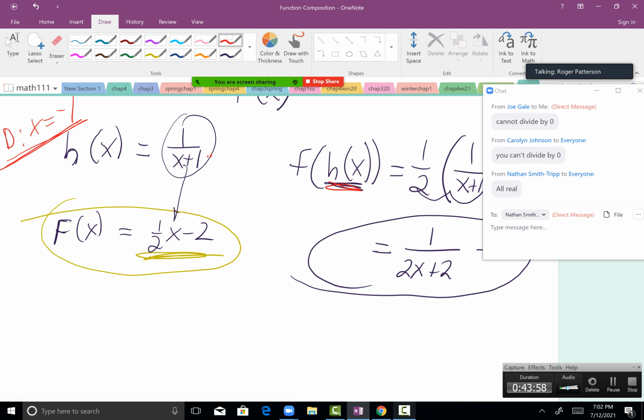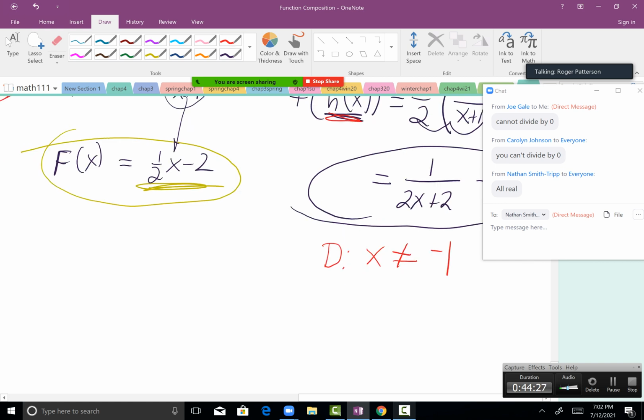So what does that mean? That means that my domain down here is going to be x cannot be -1. Because if it is, then I got a problem writing it initially. But in here, I'm okay. Now look what happens. If I put -1 in there, I get -1 times 2 is -2 plus 2 gives me 0, and I can't have 0 on the bottom. Okay? Now let's flip it. What do I mean by that? Let's change the order.